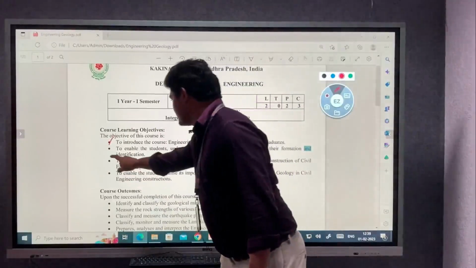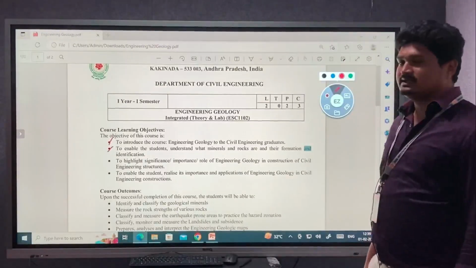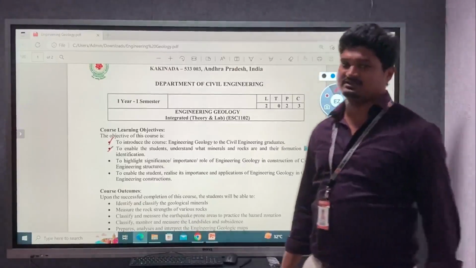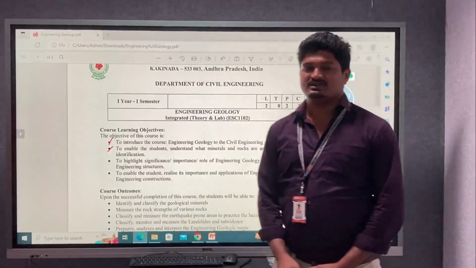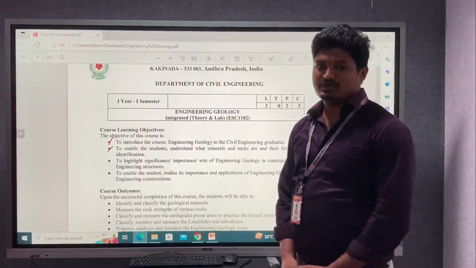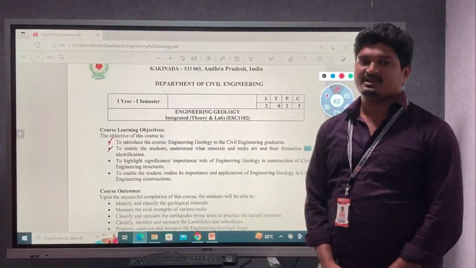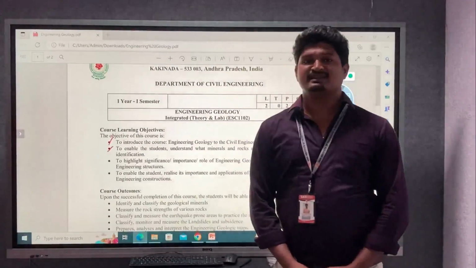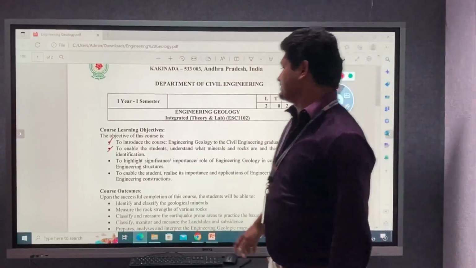That is the first objective, and the second objective is to enable the students to understand minerals and rocks and their formation and identification. Minerals and rocks are naturally occurring materials. What type of formations and occurrences there are, and how they are utilized in civil engineering construction, we learn in this second objective.